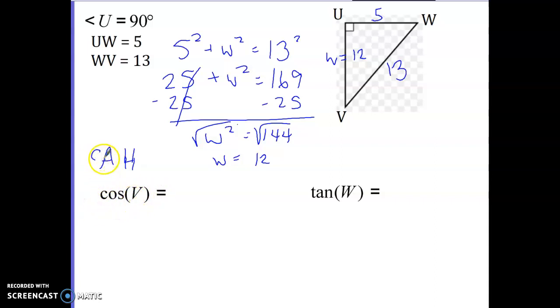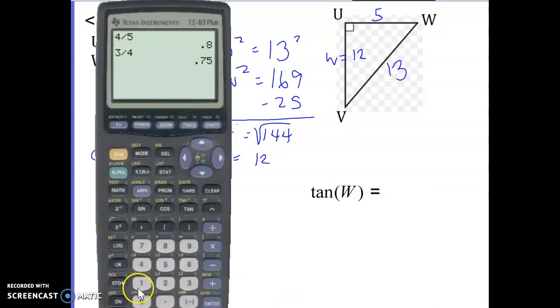Now we can figure out what it is. Cosine is adjacent over hypotenuse. So here's angle V. Adjacent is the one that's next to but not the hypotenuse. That's 12. And then the hypotenuse, the one that's across from the right angle, in this case, is 13. So I've got 12 over 13. Let's type it in our calculator. So I've got 12 divided by 13.